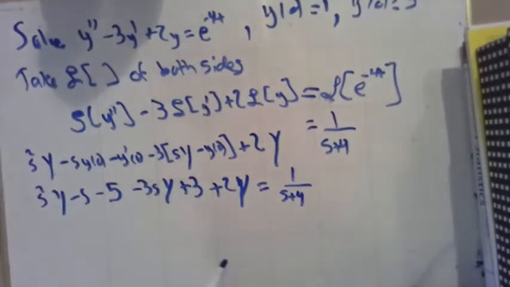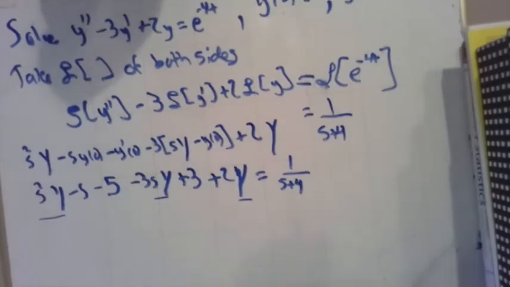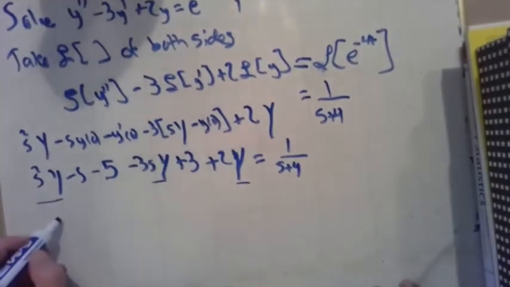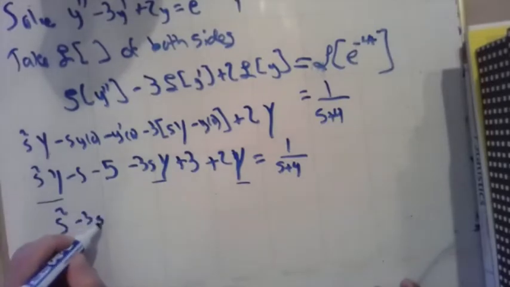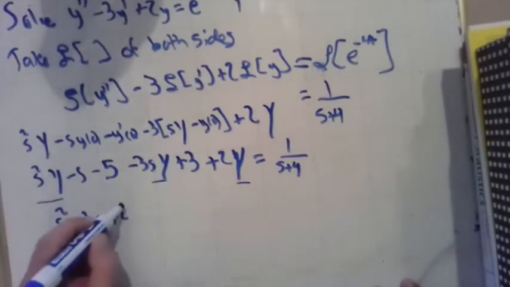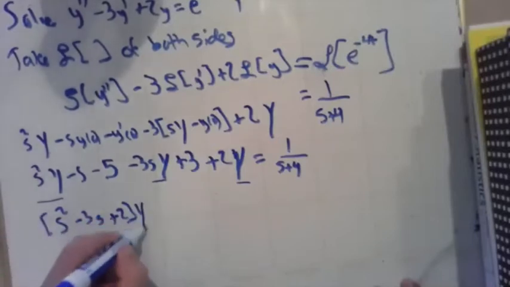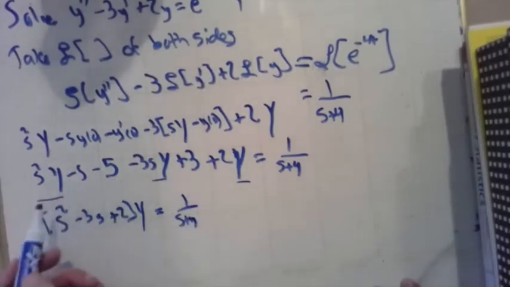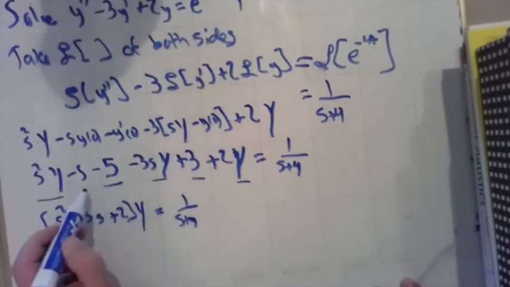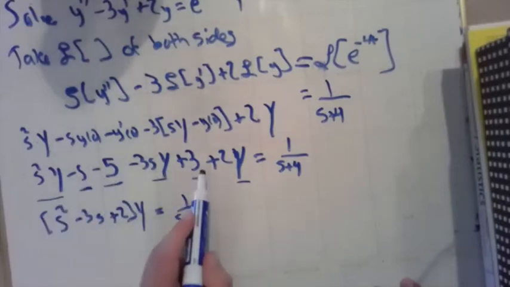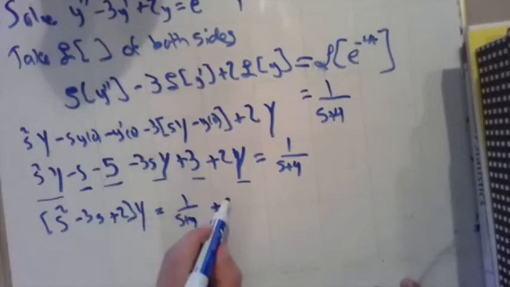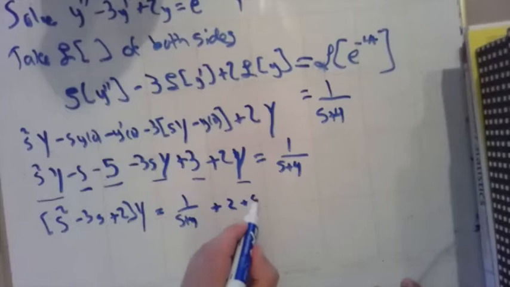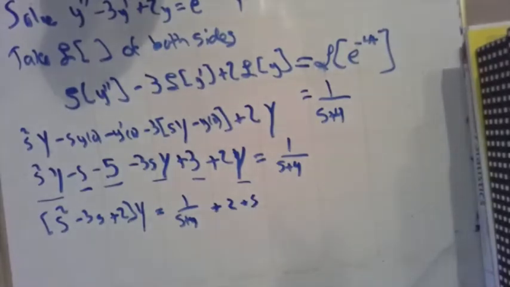Okay, now my goal is to get Y equals stuff. So I want to group all my Y's together, get everything else to the other side. So how many Y's do I have? I have s squared minus 3s plus 2, all times capital Y, and that will equal 1 over s plus 4. I've got these guys here. So that would be minus 2. On the other side, that would be plus 2. And then this minus s plus s.